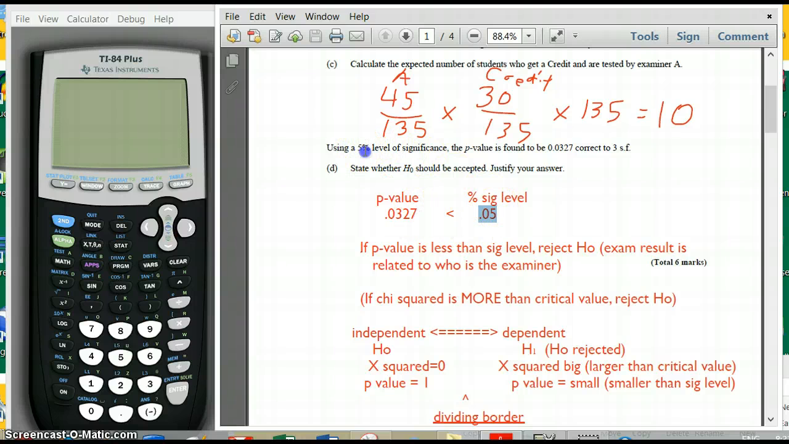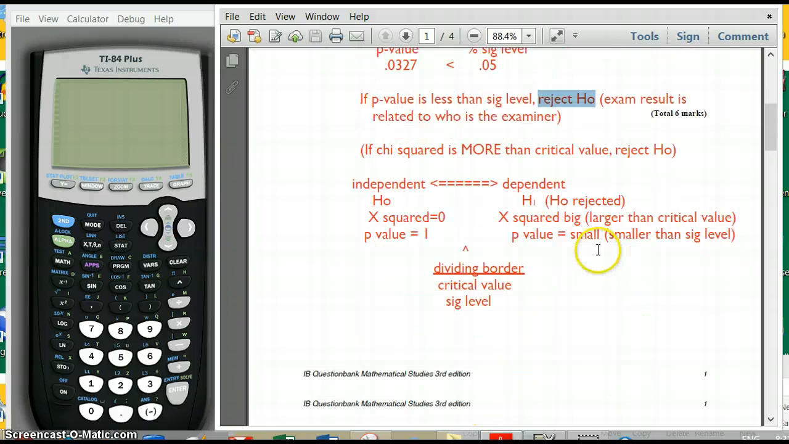Now, what if they had said using the 1% level of significance? In that case, do you reject the null hypothesis? No, because 0.0327 is not less than 0.01. So depending on what significance level you choose, you might reject the null hypothesis or you might not reject it. Since we do reject it in this case, that means that there is a relationship between the examiner and the exam results, so there is some bias here.